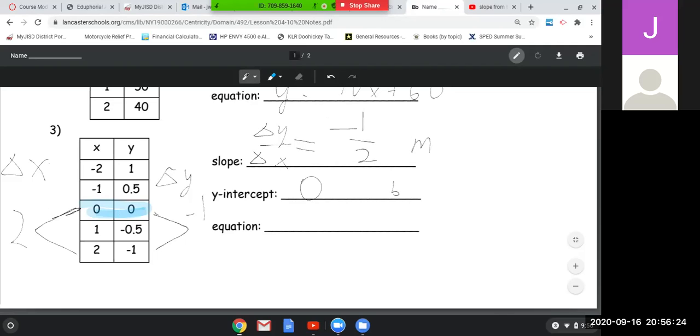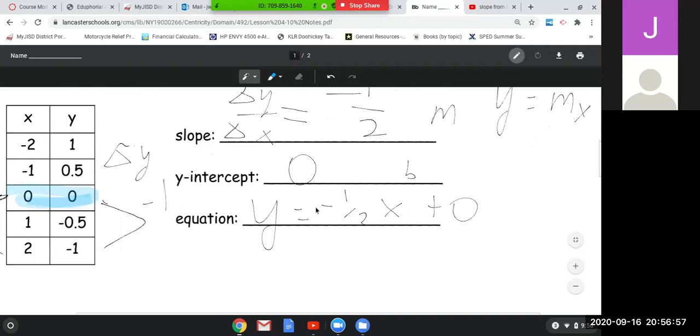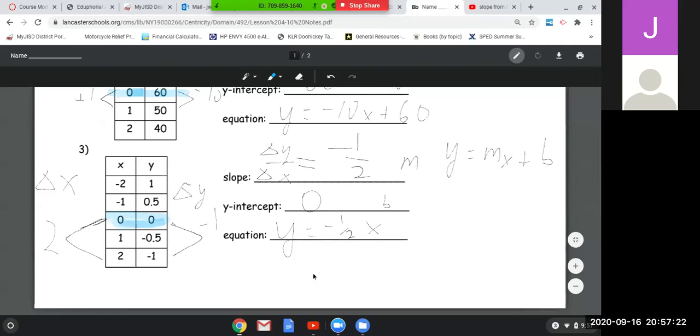So I can write the equation in the form y equals mx plus b, where m is the slope and b is the y-intercept. So I can write y equals m, which is negative one half, x, plus b, which is 0. So I've got y equals negative one half x plus 0. If I'm adding 0, I don't really have to show that because adding 0 doesn't change anything. So I'm just left with the equation y equals negative one half x.